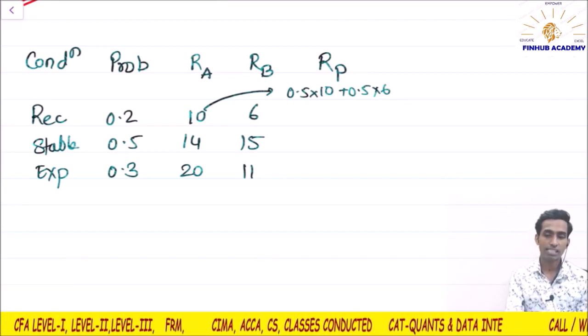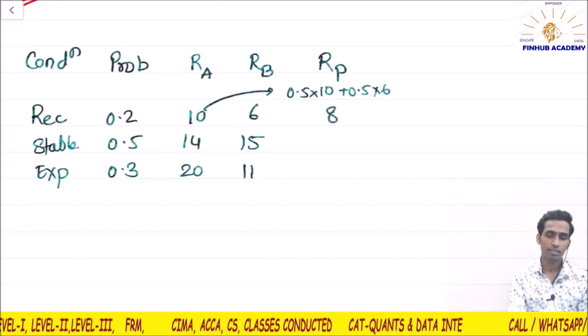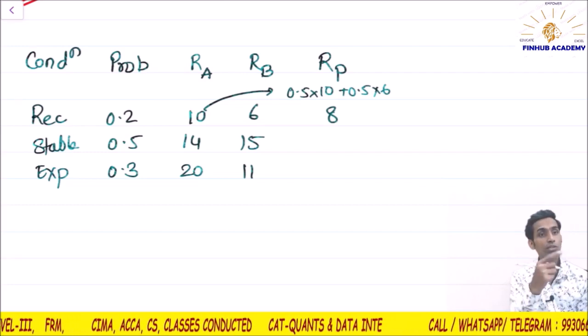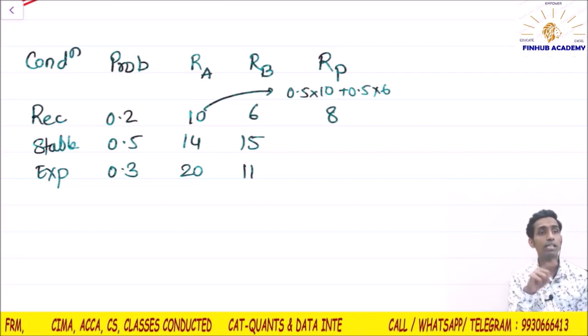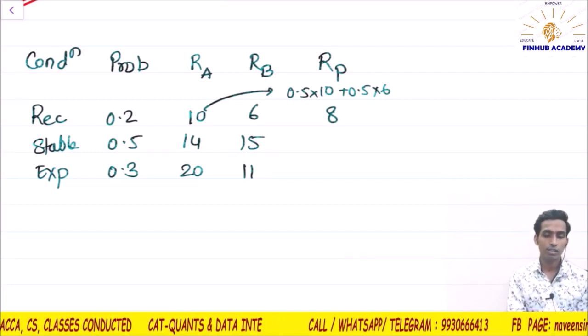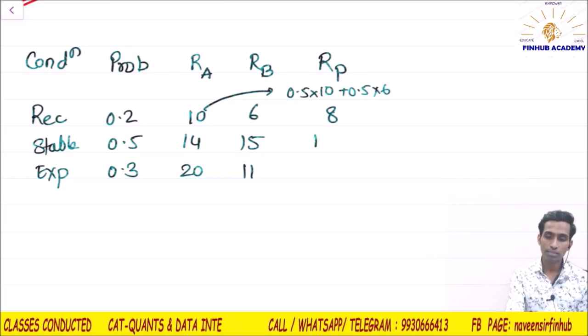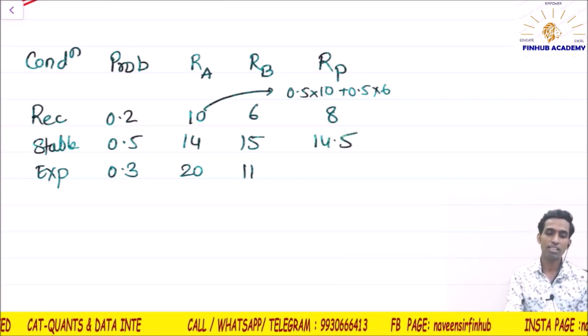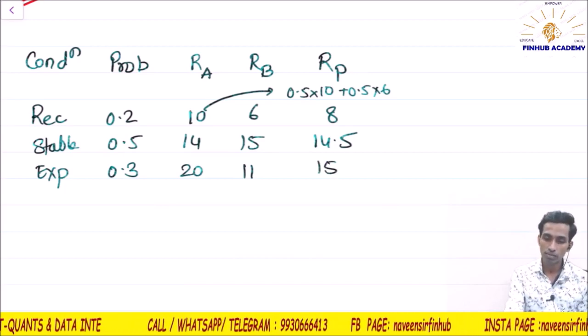10 plus 6, 16 upon 2 is 8. 15 plus 14 is 29. 29 divided by 2. Otherwise, you can do formula wise also: 0.5 into 14 plus 0.5 into 15. That is also okay, but the easier way is this. So this should be 14.5 because 29 upon 2 is 14.5. 20 plus 11 is 31. 31 divided by 2 is 15.5.